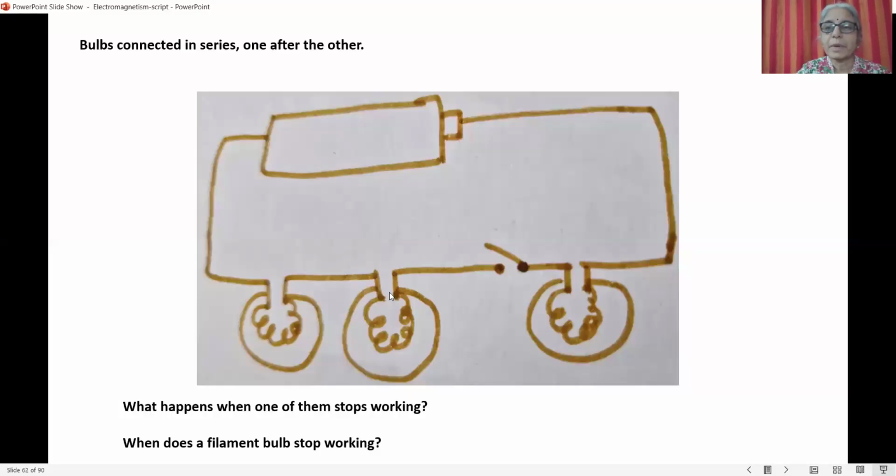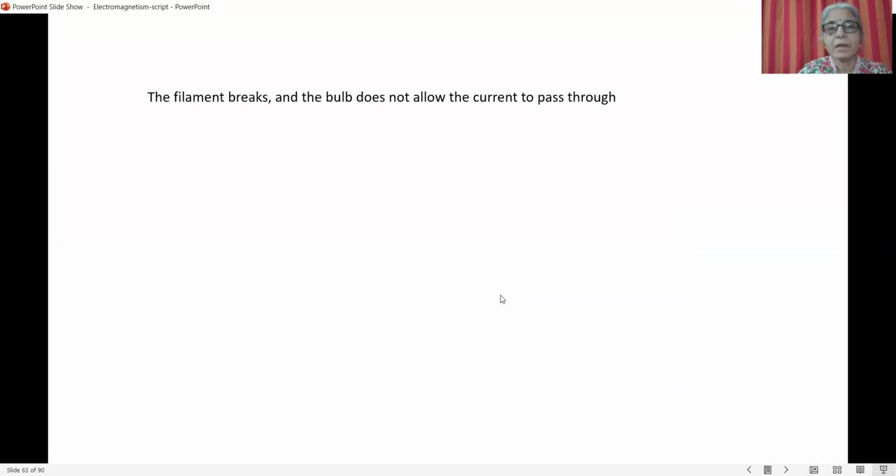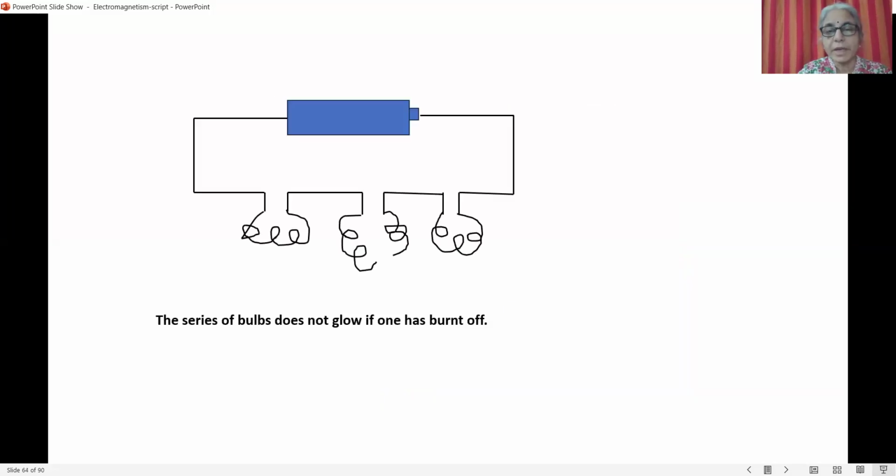Can we connect bulbs also? When we connect multiple bulbs, we can connect them in series or in parallel. Here, this is how we connect many bulbs in series. So what happens if one of them stops working? The filament breaks, and then there's a gap in the circuit. So if one of the bulbs stops working, then the entire series will stop working because there is no flow of electric current.